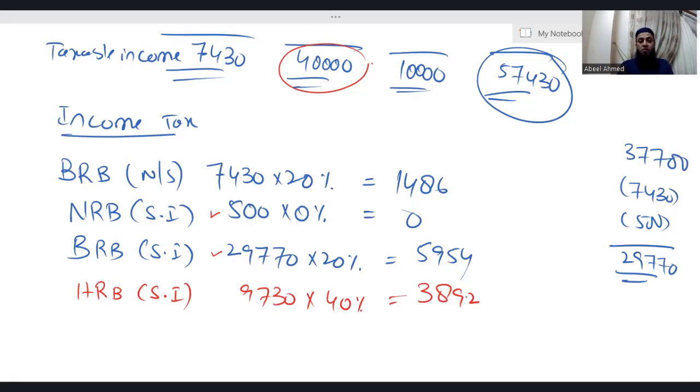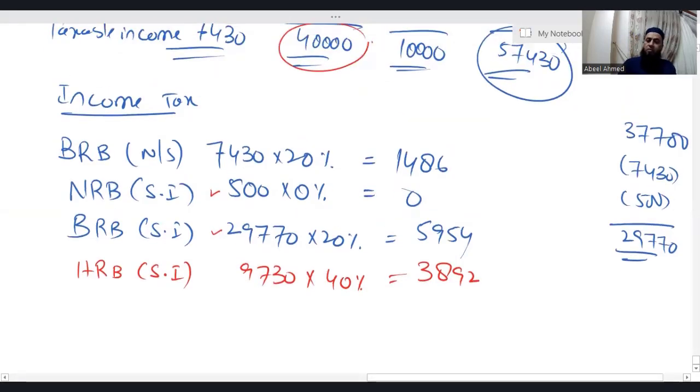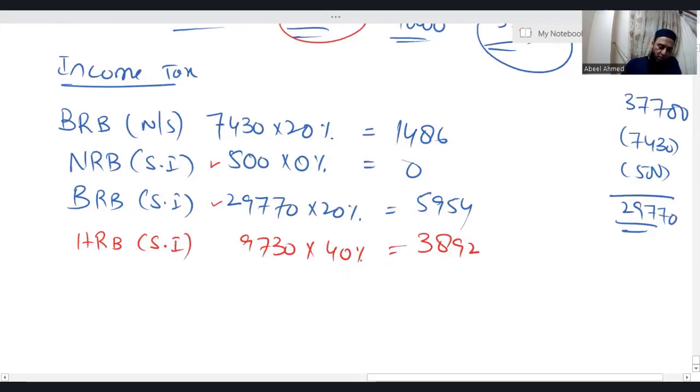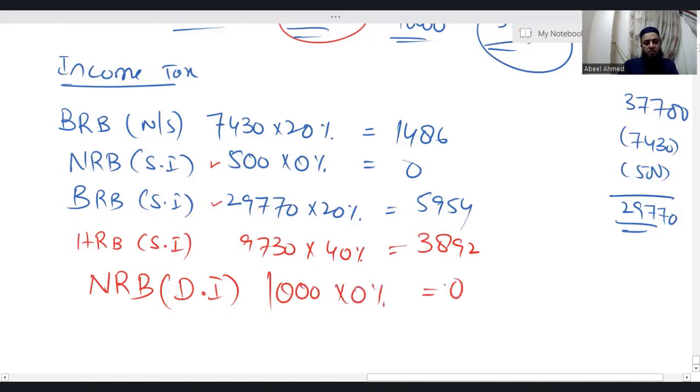Now we have taxed non-saving income, we have taxed saving income, and finally you have to tax dividend income, and you have to follow this order. First we apply the tax rate on non-saving income, then saving, and finally dividend income. When it comes to dividend income, irrespective of the individual's tax paying status, every individual gets a nil rate band of 1,000 pounds in Finance Act 2023, and you are studying Finance Act 2023. Nil rate band, dividend income, 1,000 pounds, 0%.